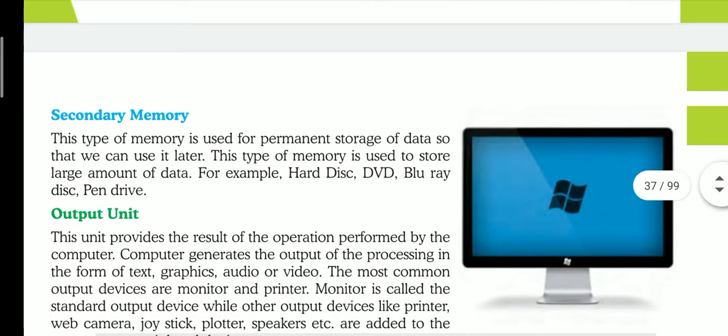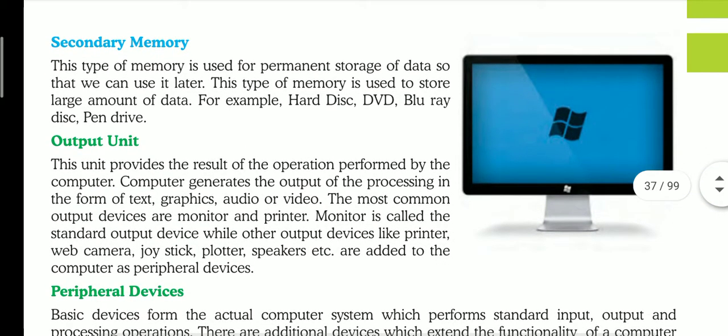Next one is secondary memory. This type of memory is used for permanent storage of data so that we can use it later. This type of memory is used to store large amounts of data in the computer. For example, hard disk, DVD, Blu-ray disc, pen drive, etc.